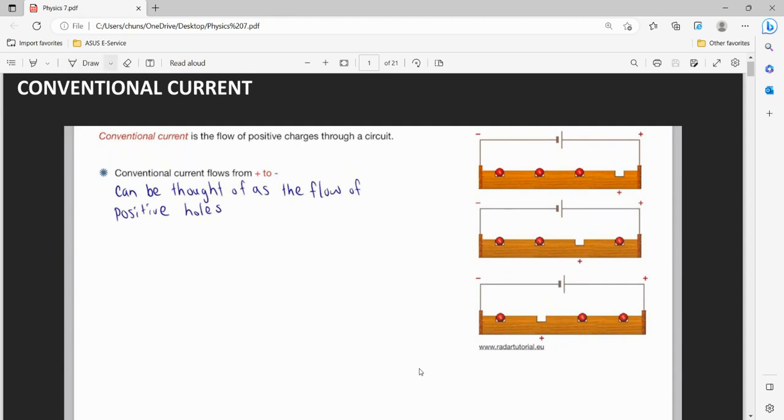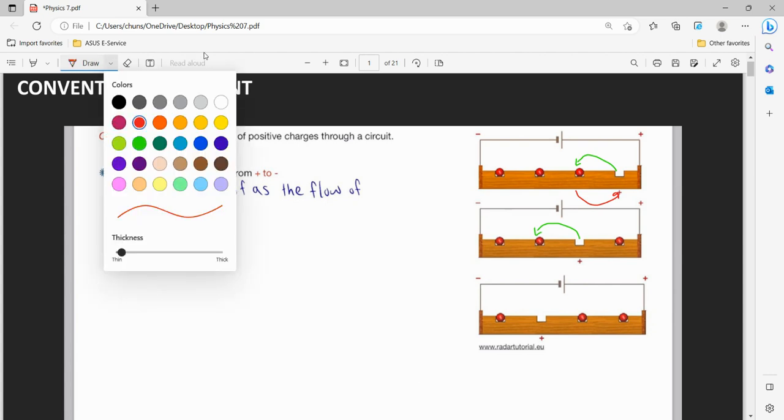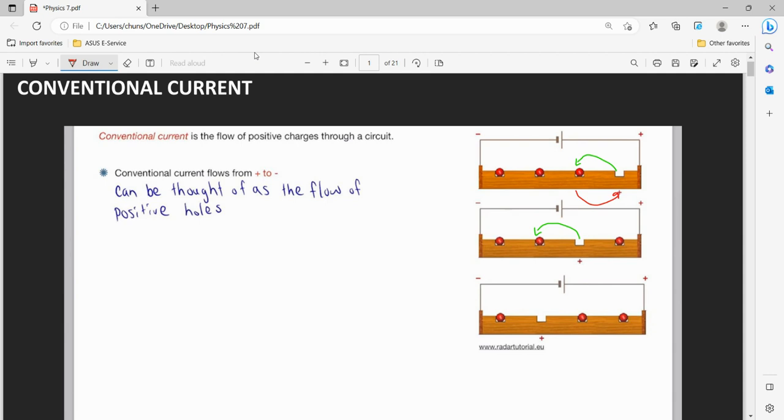So usually we think of current as the motion of electrons, but conventional current is the flow of positive charges through a circuit. So you can imagine this positive hole displacing an electron, right? And as that electron moves this way, positive charge is going to flow the other way. So I'm going to use the green arrow to show the flow of the positive hole, and you can watch as it travels to the next spot as each electron displaces it. So this is thought of as the flow of the positive holes within a circuit.